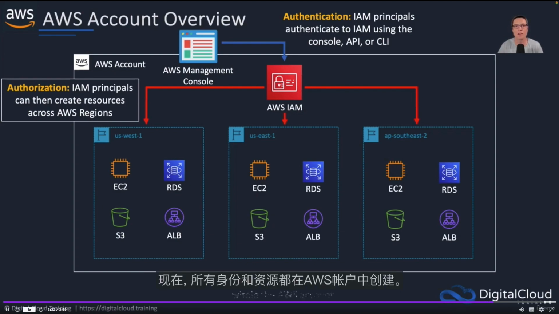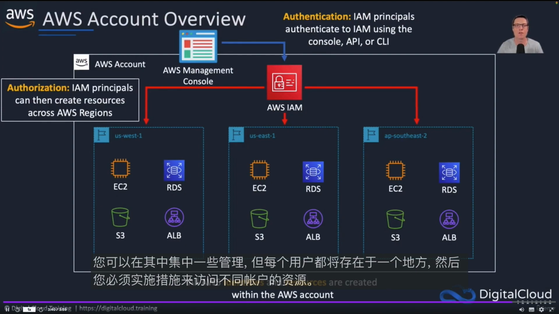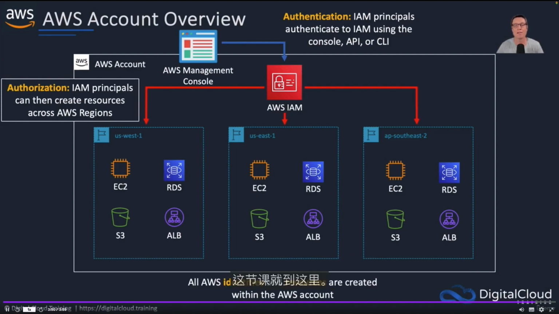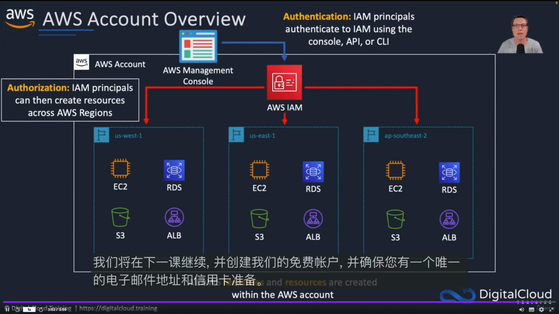Now, all identities and resources are created within the AWS account. There are ways that you can have multiple account structures where you can centralize some of the management, but each of the users will exist in one place, and then you have to implement measures to access resources across different accounts. So that's it for this lesson. We're going to go ahead in the next lesson and create our free tier account. So make sure you've got a unique email address and a credit card ready.